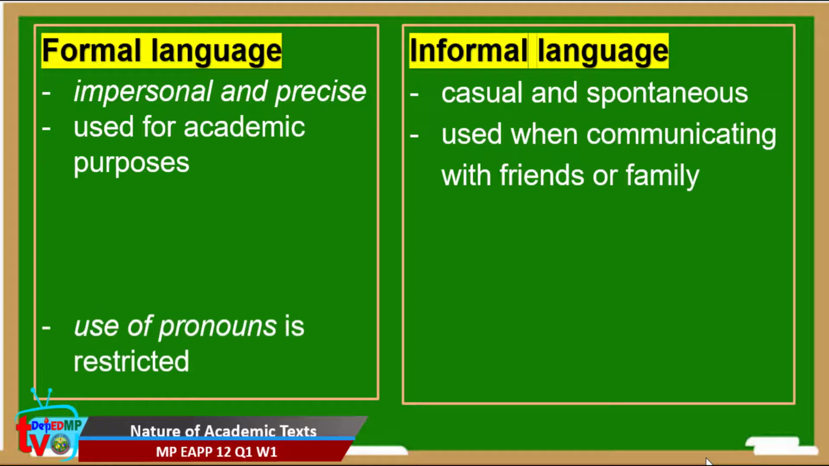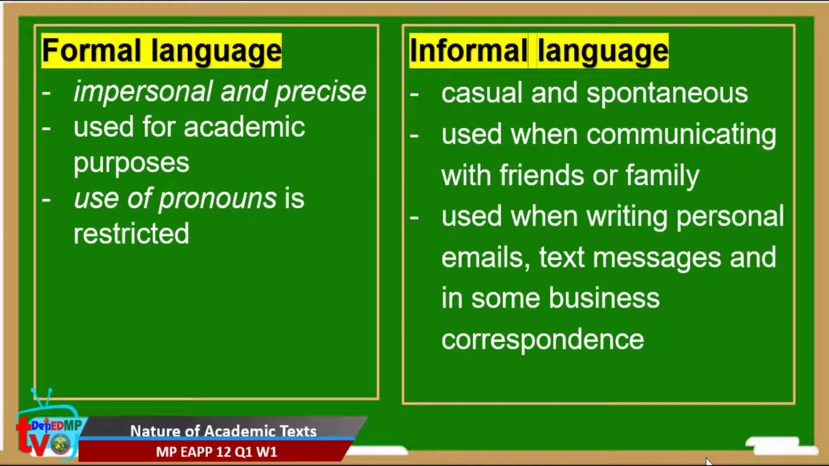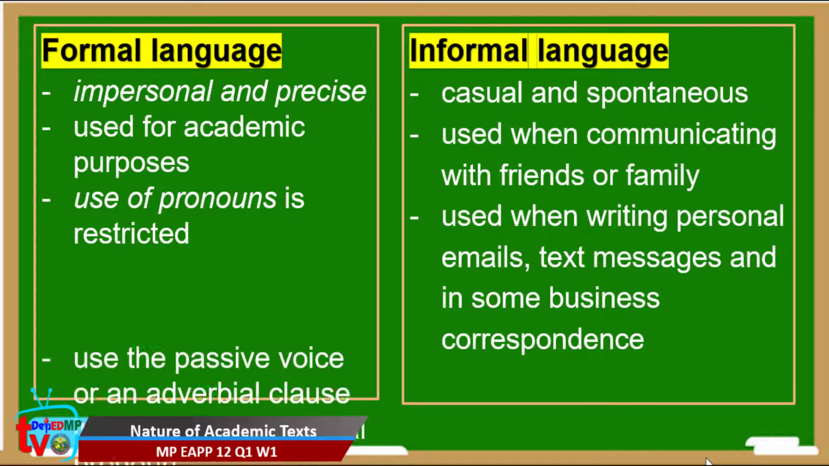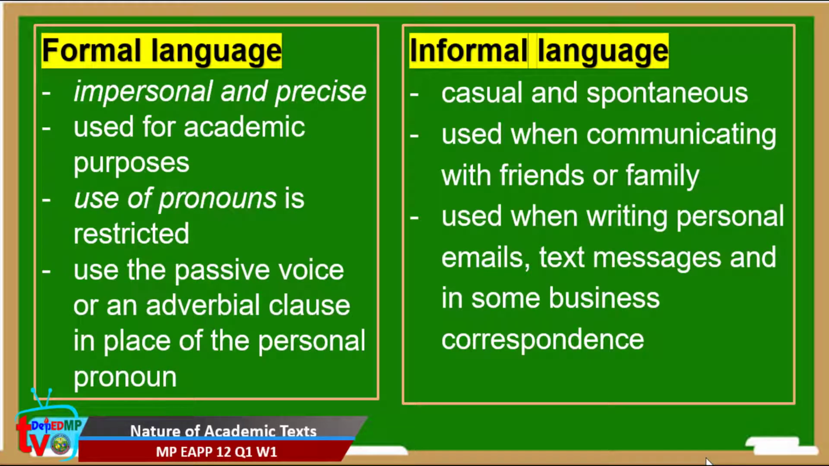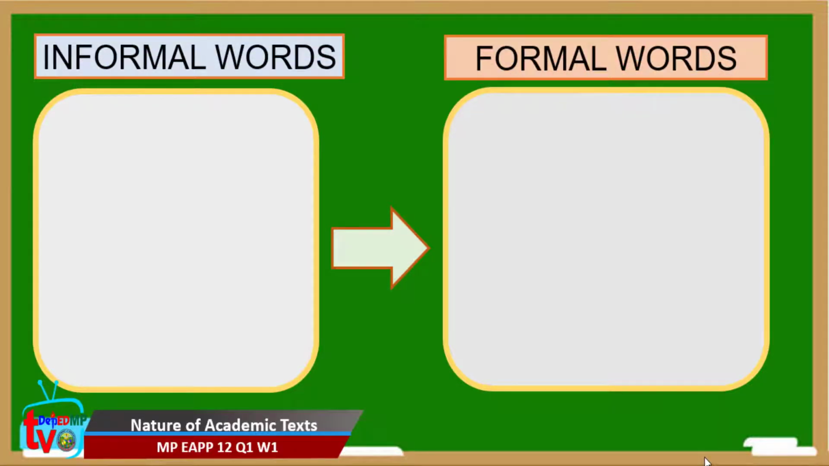Formal language does not use personal pronouns, while informal language is used when writing personal emails, text messages, and in some business correspondence. In formal writing, you may use the passive voice or an adverbial clause in place of the personal pronoun. The tone of informal language is more personal than formal language. Here are examples of informal words with their academic equivalent or their formal words. You may read them silently.